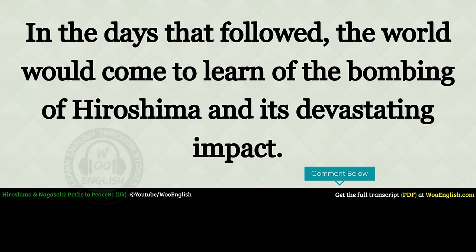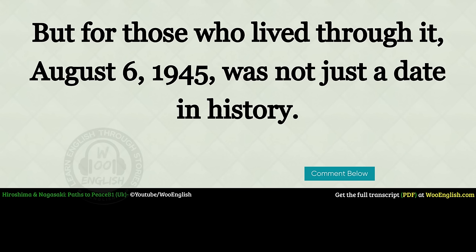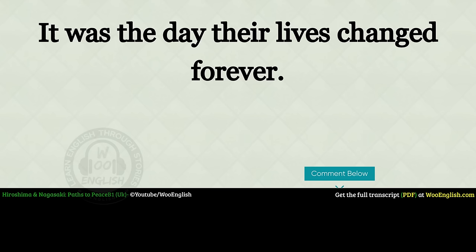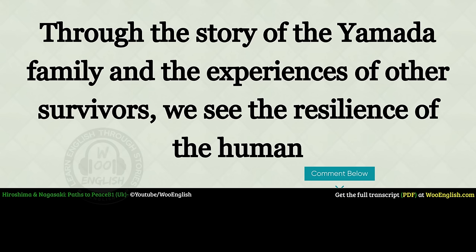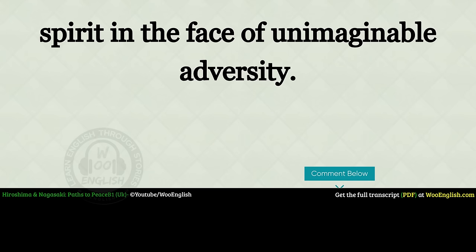In the days that followed, the world would come to learn of the bombing of Hiroshima and its devastating impact. But for those who lived through it, August 6, 1945, was not just a date in history. It was the day their lives changed forever. This chapter seeks to convey the immediate impact of the atomic bombing on Hiroshima and its people, focusing on the confusion and struggle to understand what had happened. Through the story of the Yamada family and the experiences of other survivors, we see the resilience of the human spirit in the face of unimaginable adversity.